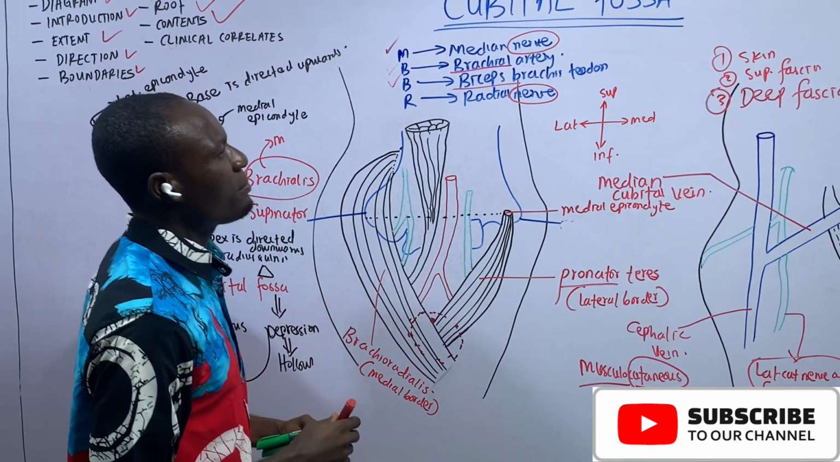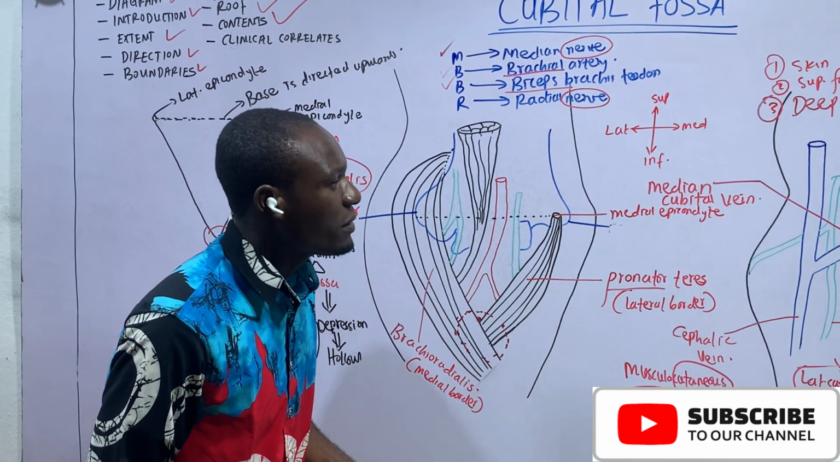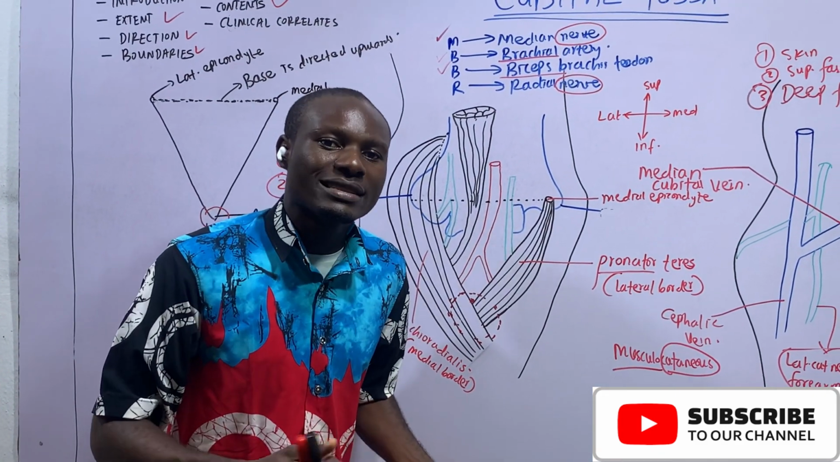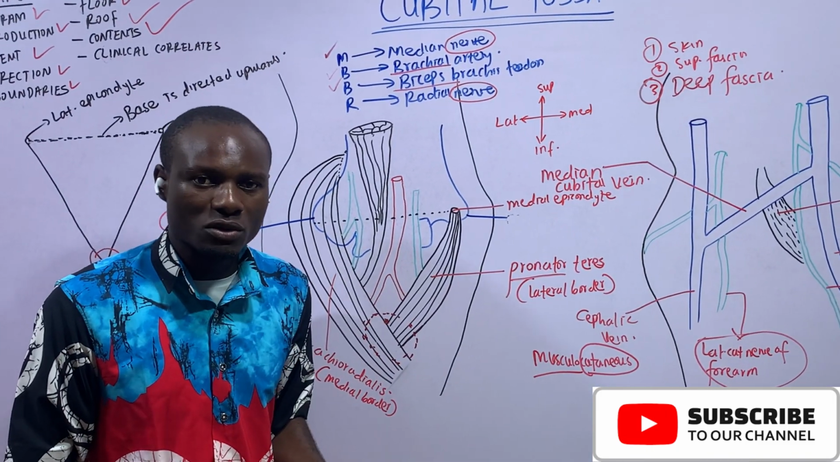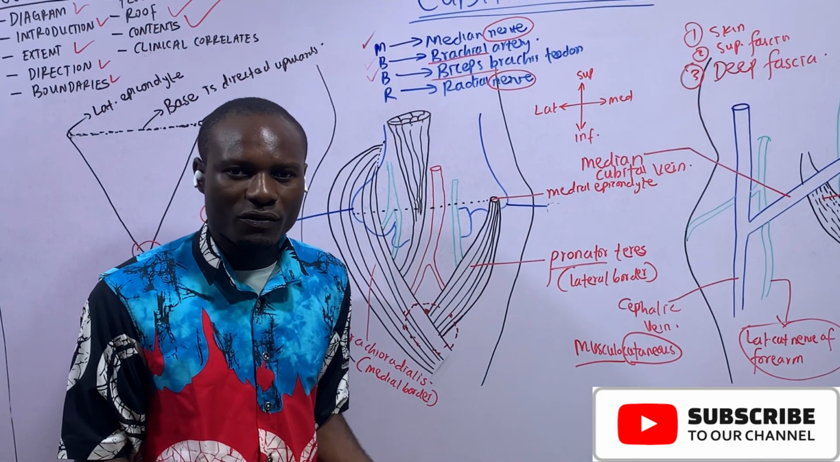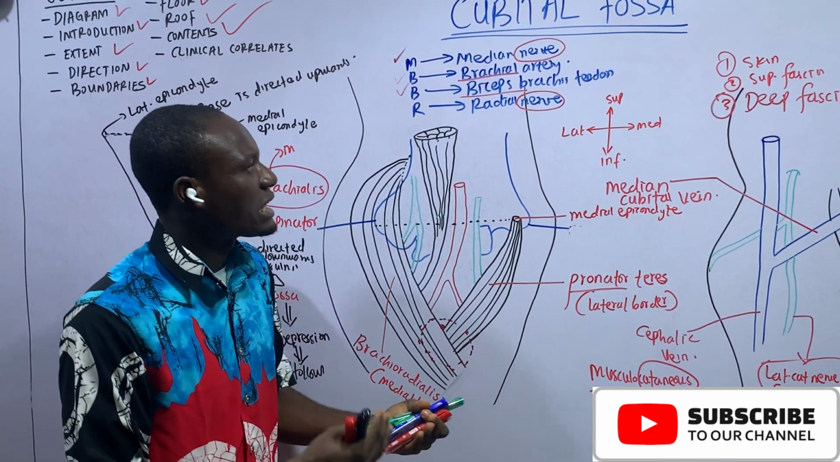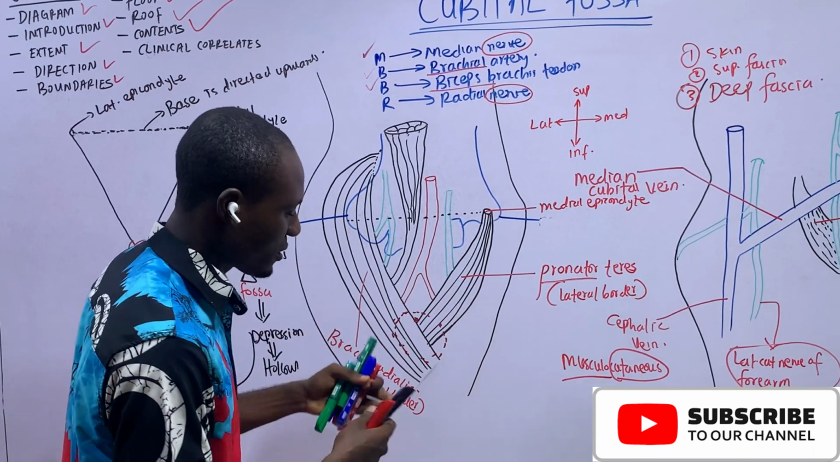Then the third, for the biceps brachii tendon. Okay? The tendon of the biceps brachii already gave off its aponeurosis, and that aponeurosis will form part of the roof of the cubital fossa. And the biceps brachii tendon lies medial to the radial nerve. Okay, take note of that.